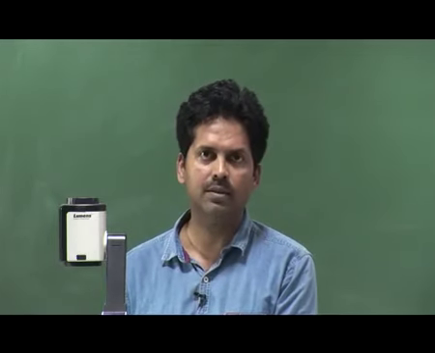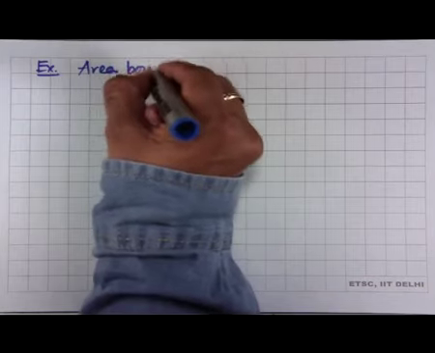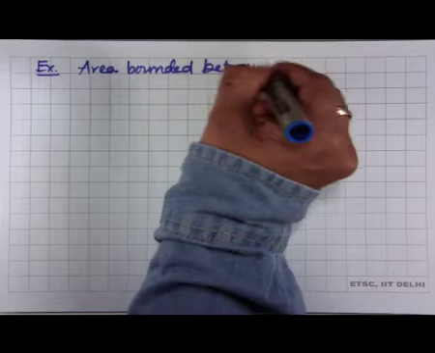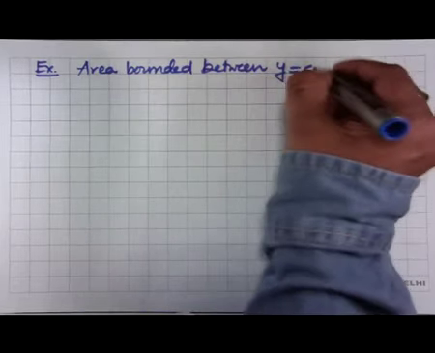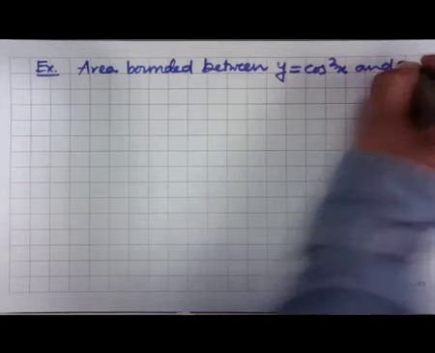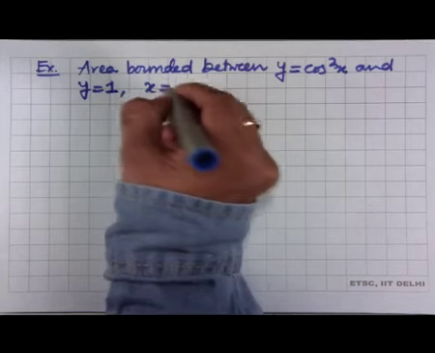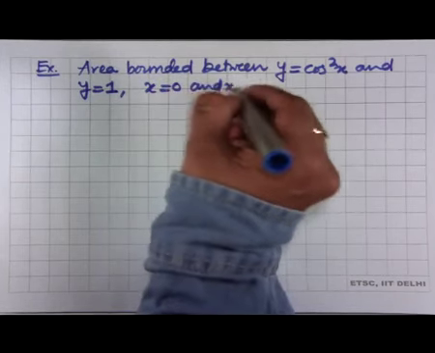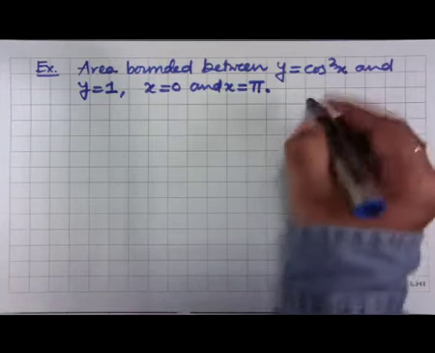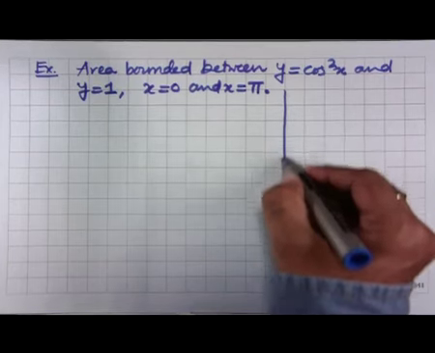Let us take another example. Area bounded between y equals to cos square x and y equals to 1, x equals to 0 and x equals to pi. So, how to plot this region?